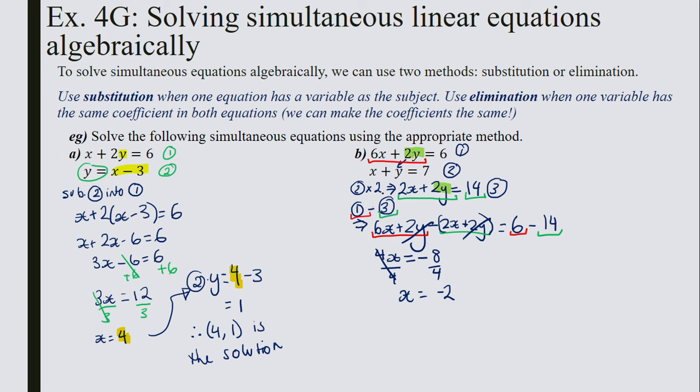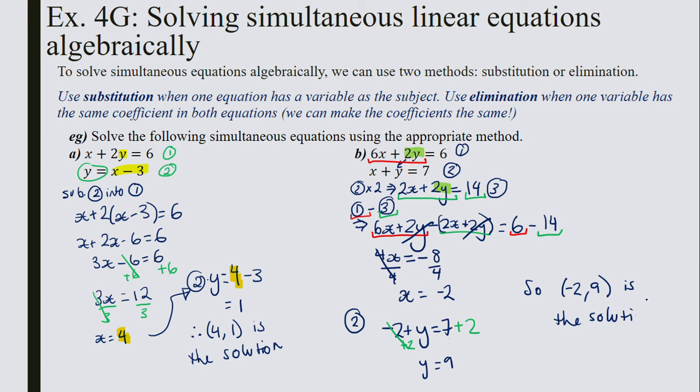Now we'll substitute that in. I'm going to substitute it into equation 2 just because y already has a coefficient of 1. And we get negative 2 plus y equals 7. To get y on its own, I need to add 2 to both sides. And therefore y has a solution of 9. You can use so instead of therefore. Negative 2, 9 is the solution.